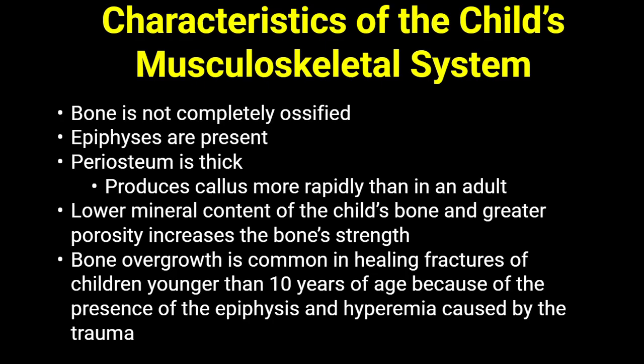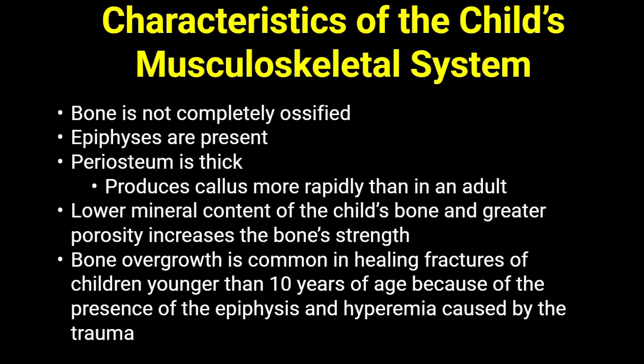One of the most important concepts to understand in pediatric orthopedics is that children are not simply small adults. Their bones are still growing and developing, so they respond to injury very differently than adult bones. Many of the orthopedic conditions, fracture patterns, and healing processes we'll discuss today are directly related to these developmental differences.